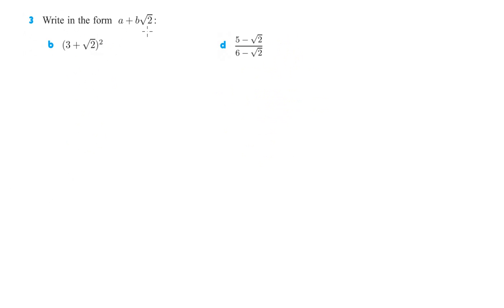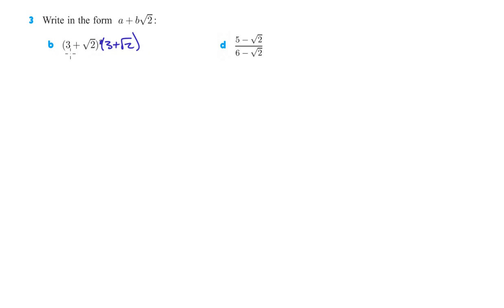Last one, 3. Write in the form a plus b root 2. I'm going to ignore that here, and let's just multiply these things out and see what we get. So 3 plus root 2 squared is going to be 3 plus root 2 times 3 plus root 2. We can just FOIL this thing out, right?